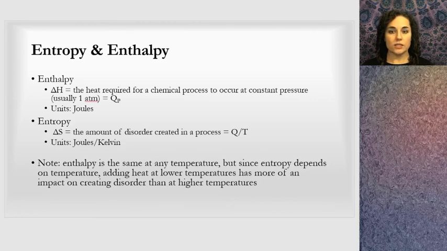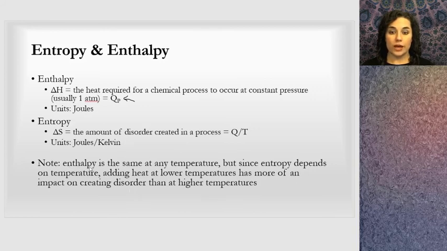I wanted to take a second and talk about enthalpy with respect to entropy. Enthalpy, if you are familiar, is delta H, and it's defined as the heat required for a chemical process to occur at constant pressure. So this can be represented as Q sub P for constant pressure, heat at constant pressure. And it has unit joules. Notice that enthalpy has unit joules. Entropy, however, has units joules per unit Kelvin, and it represents disorder. So they're not the same quantity, they're not the same concept at all.